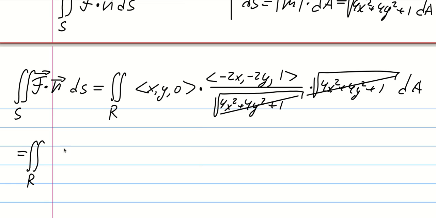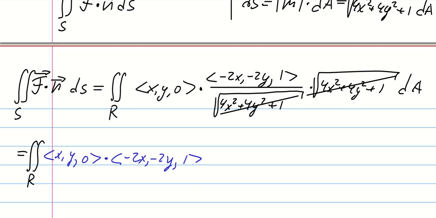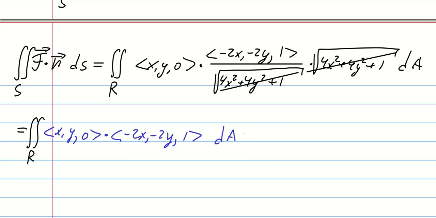All right, so we continue on. We have x, y, and 0 dot negative 2x, negative 2y, and 1 dA. So if we calculate this dot product, we have an integral over the region R. So x times negative 2x is negative 2x squared. y times negative 2y is negative 2y squared. 0 times 1 is 0. And so we have this integral over here.